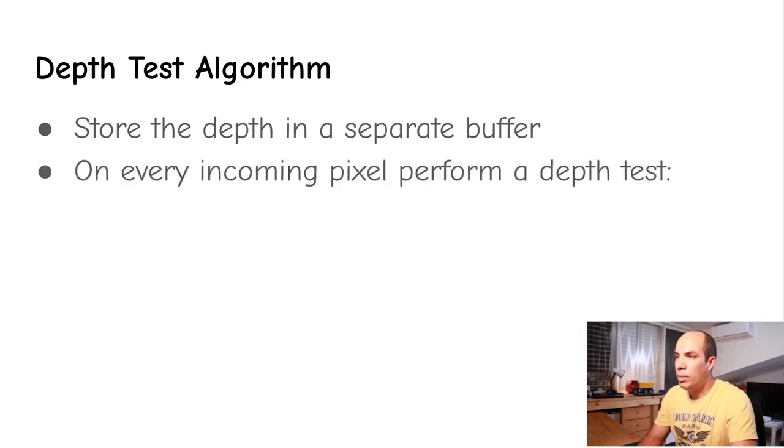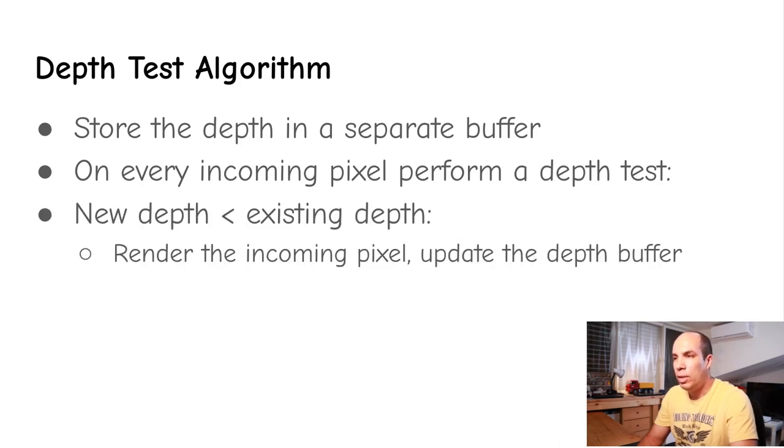And on every incoming pixel, we perform a depth test. We compare the incoming pixel's Z value with the one in the depth buffer. If the incoming Z value is smaller than the one in the buffer, we render the color of the incoming pixel and we override the value in the depth buffer with the incoming pixel's Z value. This means that the incoming pixel is closer to the camera than the one that is currently on the screen.